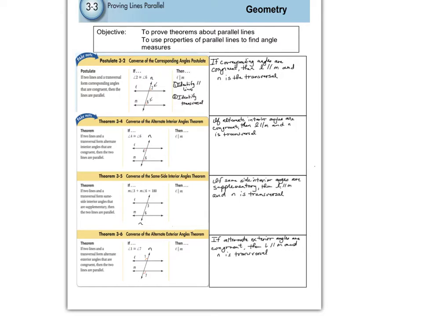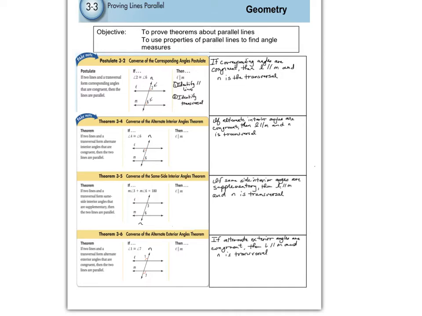Okay, so you'll notice as you look at your note sheet, you see three new theorems and a postulate, and they're very, very similar, and you see the word converse. Remember, the converse of a conditional is if we flip the hypothesis and conclusion. So before we were talking about if the lines are parallel, then corresponding angles are congruent. Okay, now we're going to flip that around. If corresponding angles are congruent, then the lines are parallel. So now we're trying to find ways to prove lines parallel.